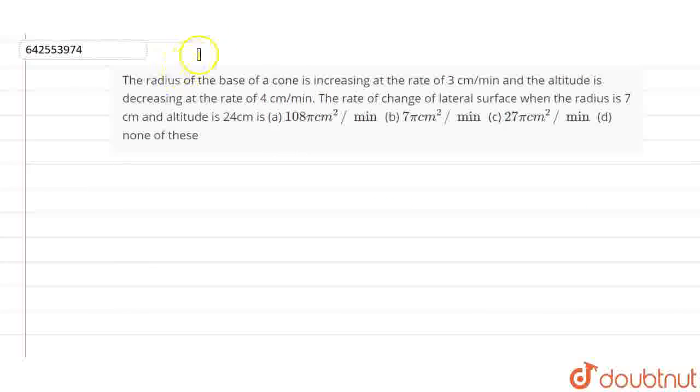Okay, so what is going to say in the question that the radius of the base of a cone is increasing at the rate of 3 centimeter per minute, right? And its altitude, which is height, is decreasing at the rate of 4 centimeter per minute. It means that the altitude rate should be negative value because it is decreasing.